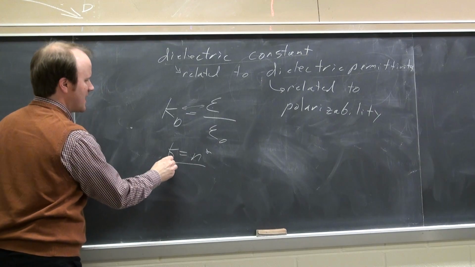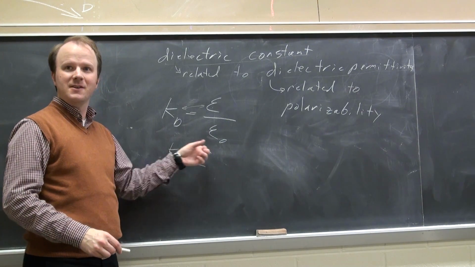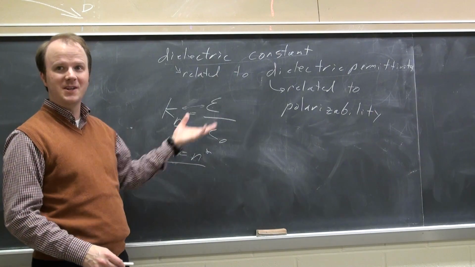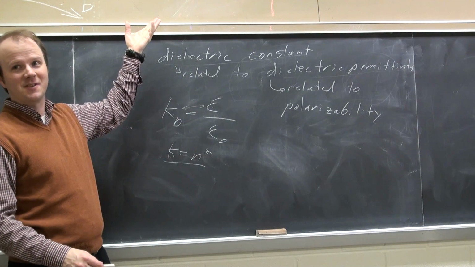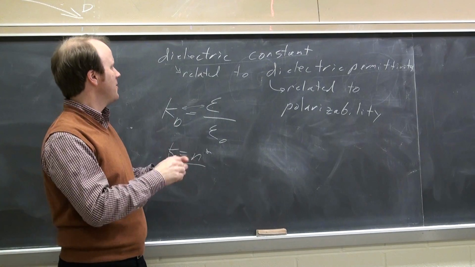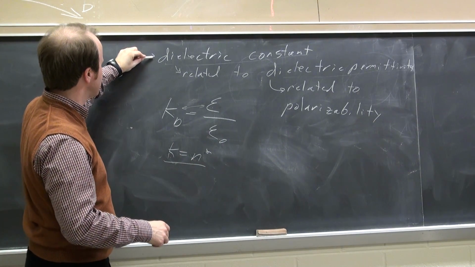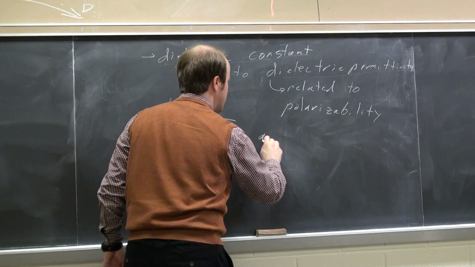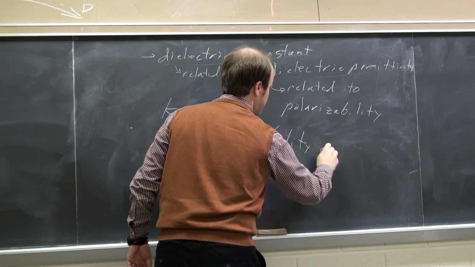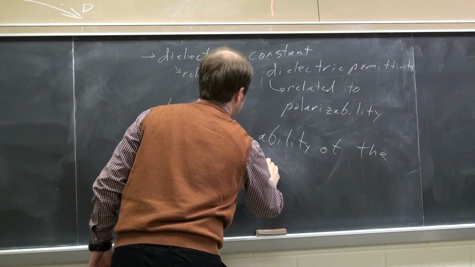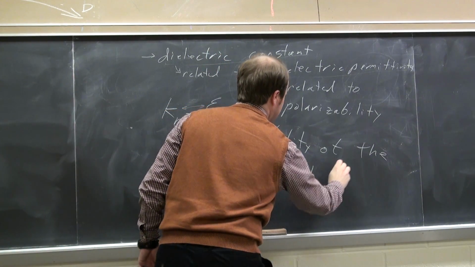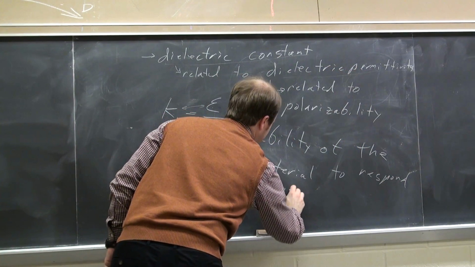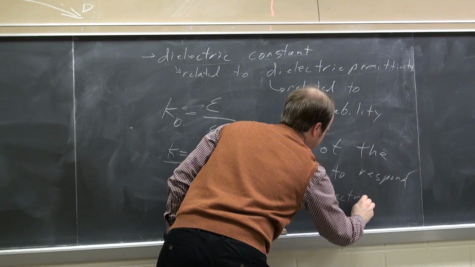So if dielectric constant is a refractive index squared, if one increases, the other increases. If one goes down, the other goes down. If dielectric permittivity goes up, dielectric constant goes up, refractive index goes up. So they're all related to one another. So when you ask what is dielectric constant, I would say that the dielectric constant describes the ability of the material to respond to an electric field.